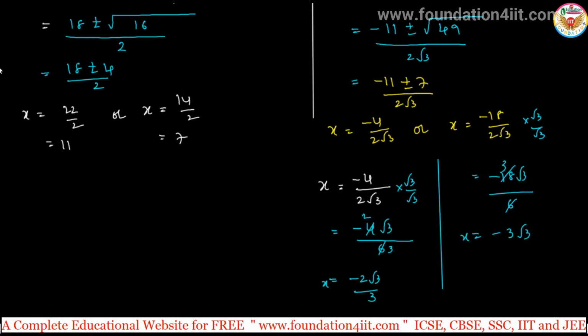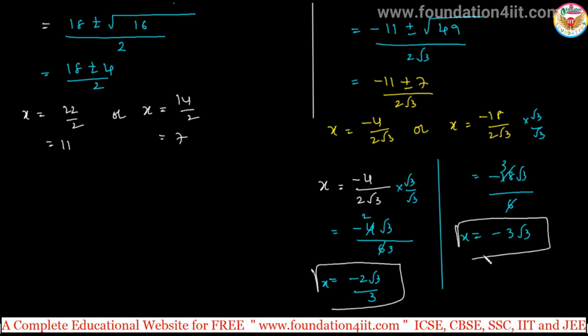So we have the two answers, x is equal to minus 2 root 3 by 3 or x is equal to minus 3 root 3. So these are the solutions. Right, if unable to factorize, we can use the formula, so we can use this method.